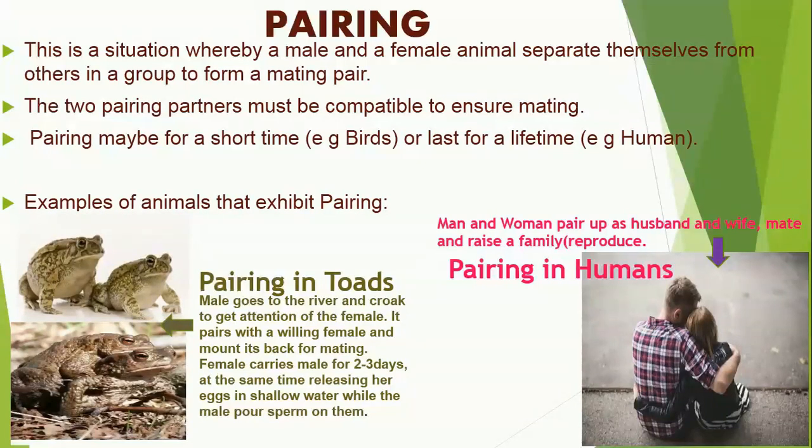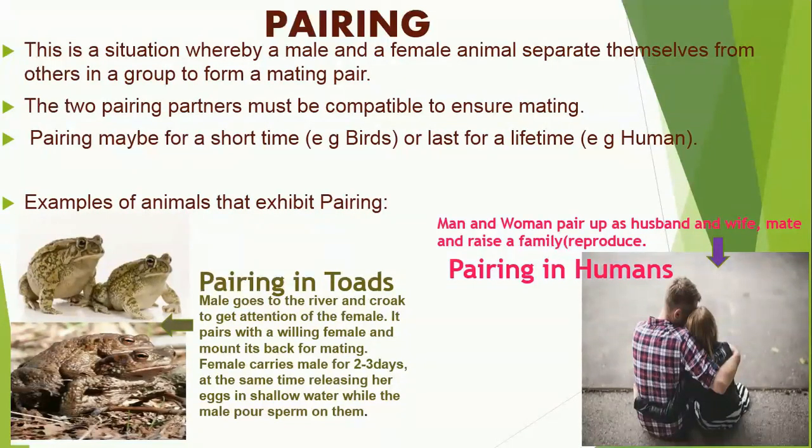So pairing occurs in toads. Now the male goes to the river and makes a kind of cracking noise in order to get the attention of the female. So it pairs with any female that is willing to accept the male. And so it mounts its back for mating to take place. So during this mounting process, there are what are called nuptial pads at the palm of the male toe, which they use to attach themselves firmly to the female, so that as the female carries them about for like 2 to 3 days, they don't fall off.